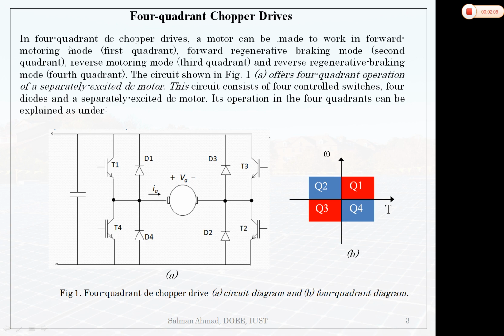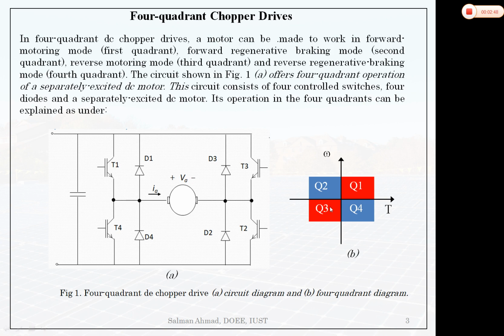In four quadrant DC chopper drives, a motor can be made to work in forward motoring mode, that is the first quadrant, represented with Q1 here. It can work in forward regenerative braking mode, where torque is negative and speed is positive, so we have Q2 quadrant operation. Similarly we can have reverse motoring mode, the third quadrant, Q3. Here torque is negative, speed is negative, and power flows from supply to the motor. The motor will rotate in the reverse direction.